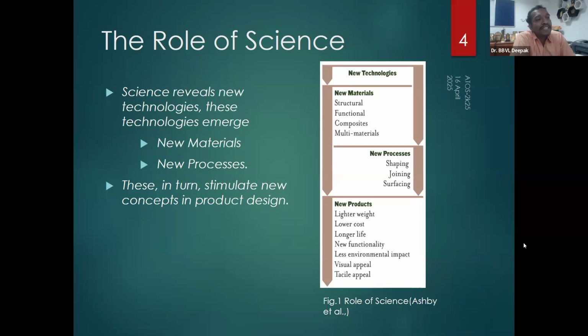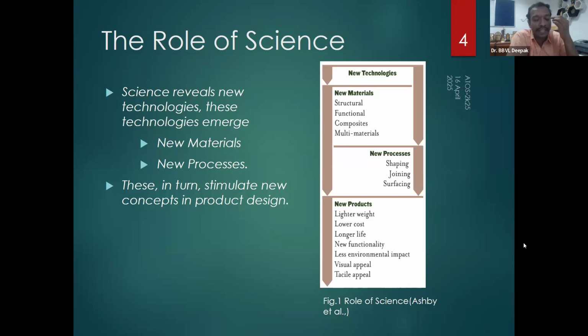Okay, the materials: we see what material we require for developing this product, and if the material is available, what specific process is needed in order to process that material. So these new materials and new processes are for what? For getting new products. Of course, the functionalities may be according to its weight.